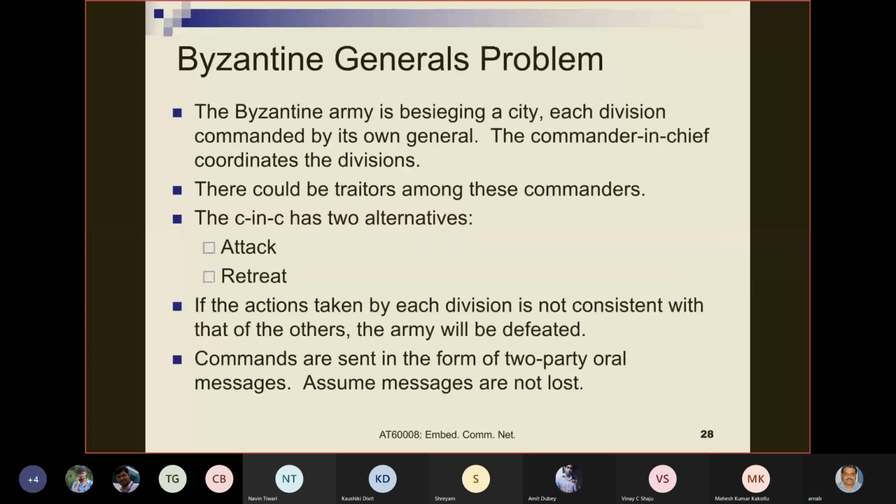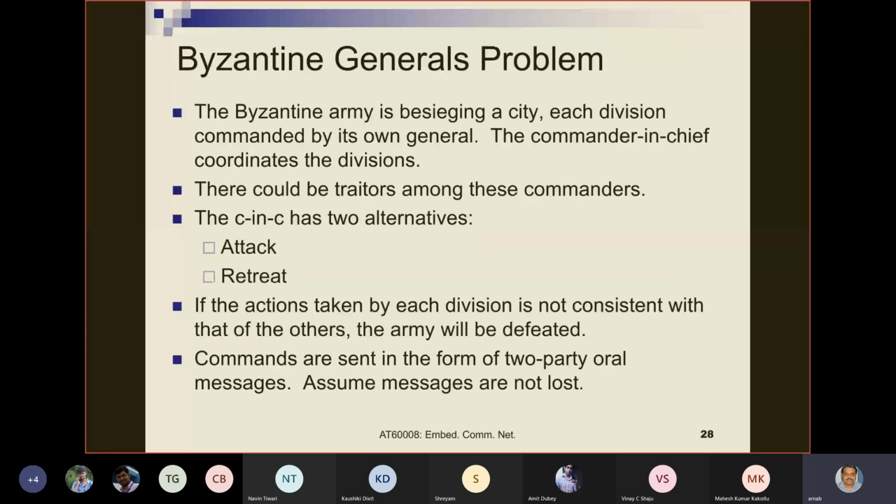Okay. So now, with that understanding of the basic problem, we will go into the Byzantine generals problem. The Byzantine army is besieging a city, each division commanded by its own general. The commander-in-chief coordinates the divisions. So there is a Byzantine army trying to attack a city, trying to take it over. And how does it take over the city? The army divides itself into multiple groups and tries to attack from all sides.